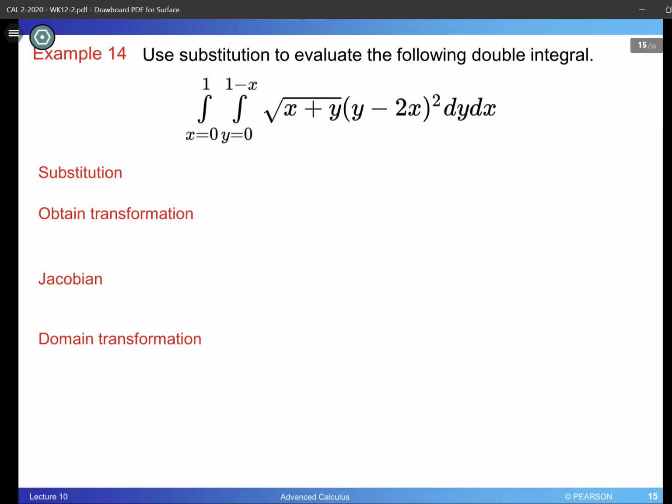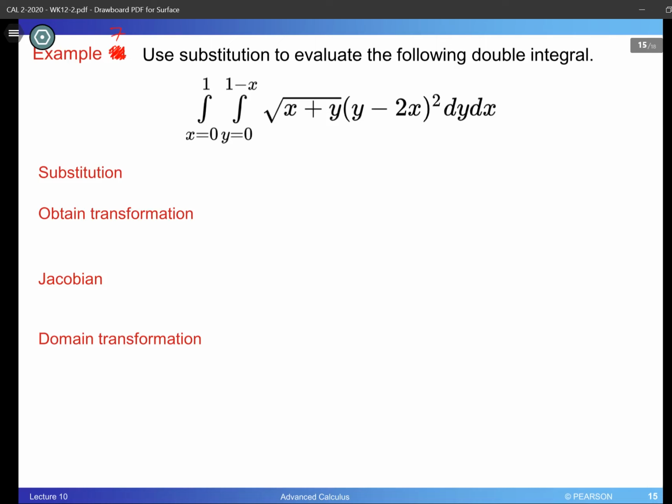Now, moving on to the next example. First of all, please change this to example number 7. This is not supposed to be 14, so change this to 7. And once again, in this example, we are supposed to use the substitution technique to solve a double integral.